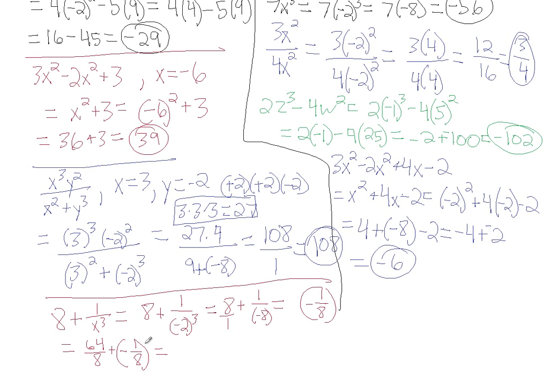And we simply subtract across the top. We're adding a negative, so we're subtracting. 64 minus 1 is 63. And we just rewrite our denominator since we're just adding. So we leave it over 8, and 63 over 8 is our answer.